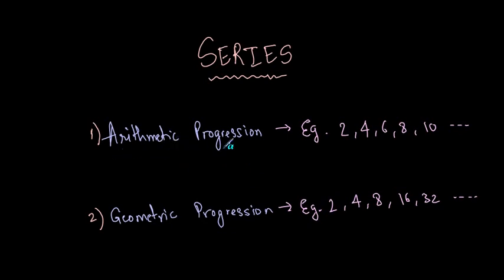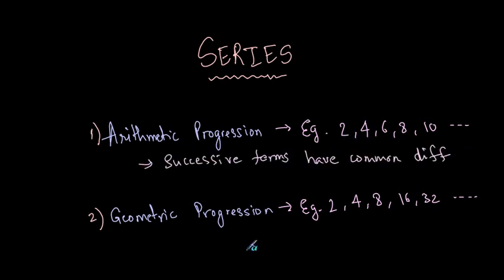One is arithmetic progression and another is geometric progression. An arithmetic progression is a series where any two successive terms have a common difference. And a geometric progression is a series where successive terms have a common ratio.